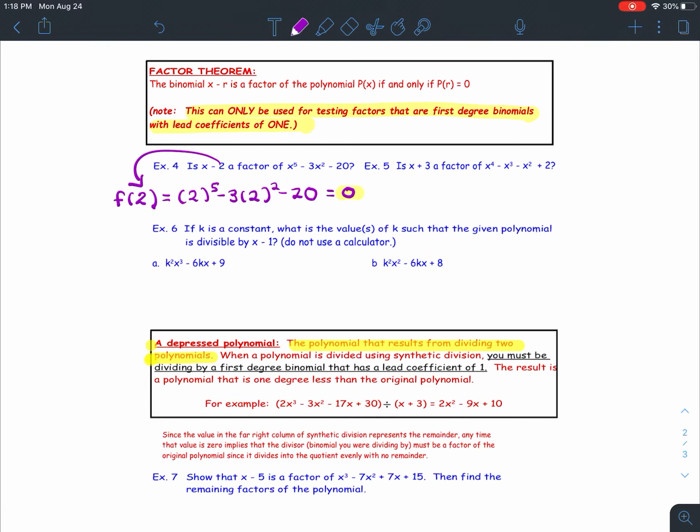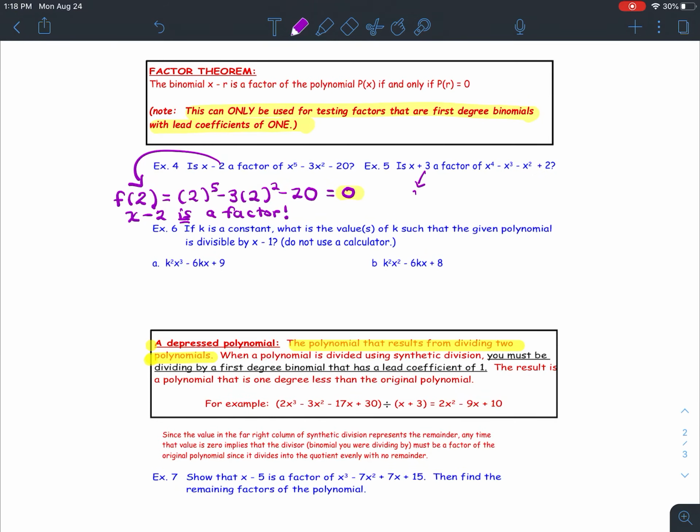That tells me that x minus 2 divides evenly with no remainder into x to the 5th minus 3x squared minus 20. So I can say that x minus 2 is a factor. Okay, I can draw that conclusion without even having to factor this, without even actually having to perform any of the division. Okay, let's try another one here.